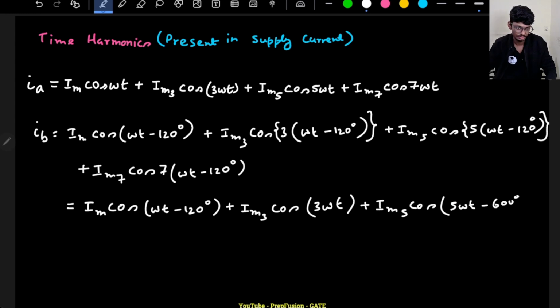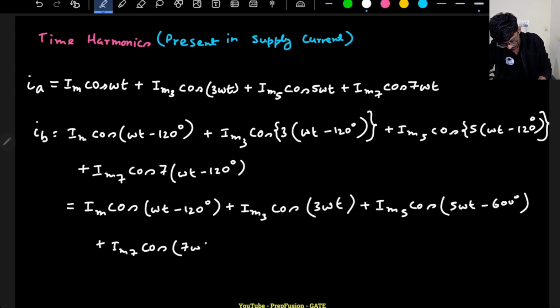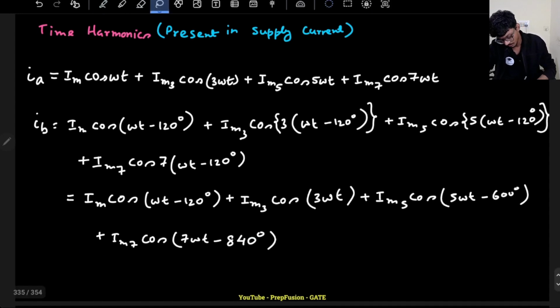So what is minus 600 basically? Let me keep it minus 600 only. Later on we will discuss. So plus I_m 7 cos(7ωt − 840) degrees.